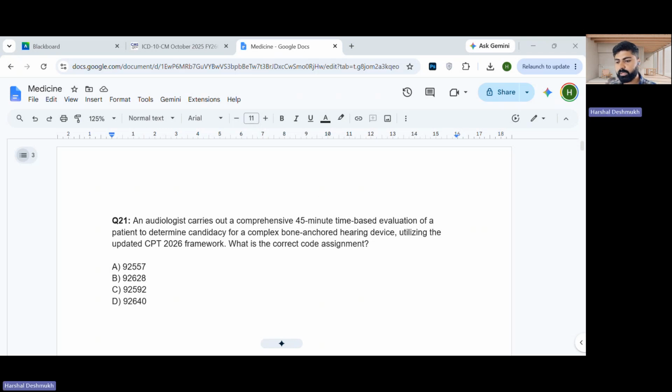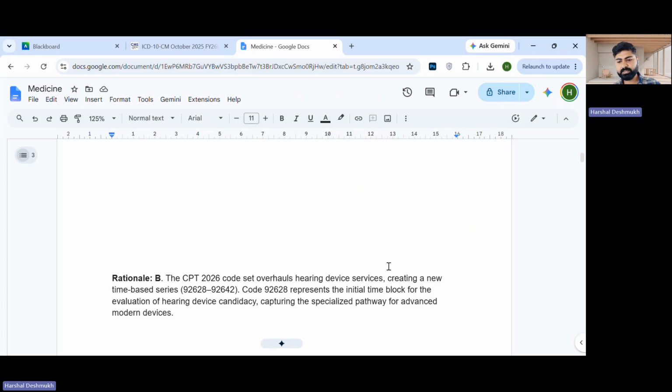All right. Coming to the answer to this question, option D is the right answer here, as 6 to 8 represents the initial time block for the evaluation of hearing device candidacy. All right. Moving on to next one.